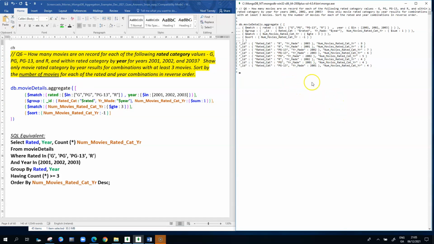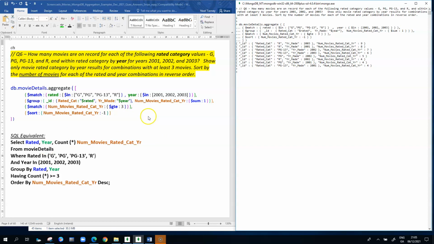So what you can see here is my rated cat. It's R in the first one, and then I have the year med, 2003. Another one, the second one, is R and it's 2001, and they're 9 and 8. Because we're sorting at the final stage, we're sorting by the number of movies. You see 9, 8, 7, 6, 5, 4, and there's a 4 here as well. So anyone with 3 or below is eliminated. That's what the greater than 3 does in the second match stage.